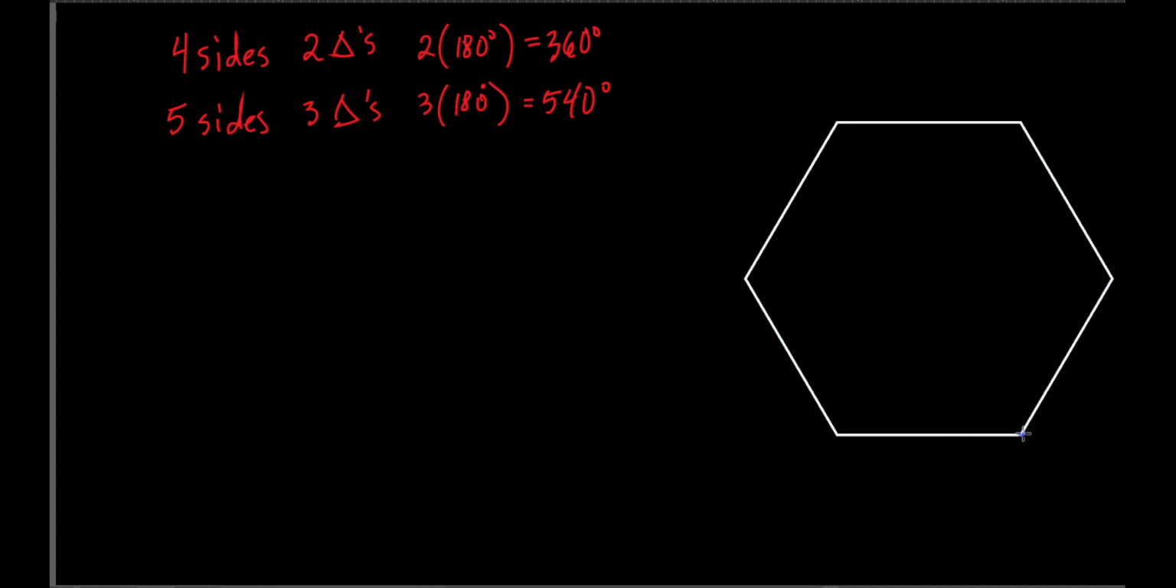So let's draw all the diagonals to the non-consecutive vertices, I should say. I'm already at the bottom right. So I can draw one to here. Agreed? Whatever vertex you pick, always start from that vertex. I could go to here. I could go to here. And that is it. I can't go to here because that's right next to it. Can't go here because that's right next to it.